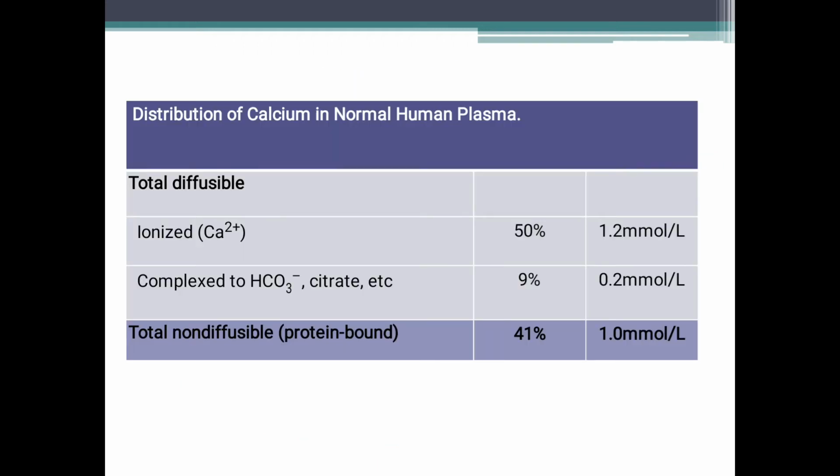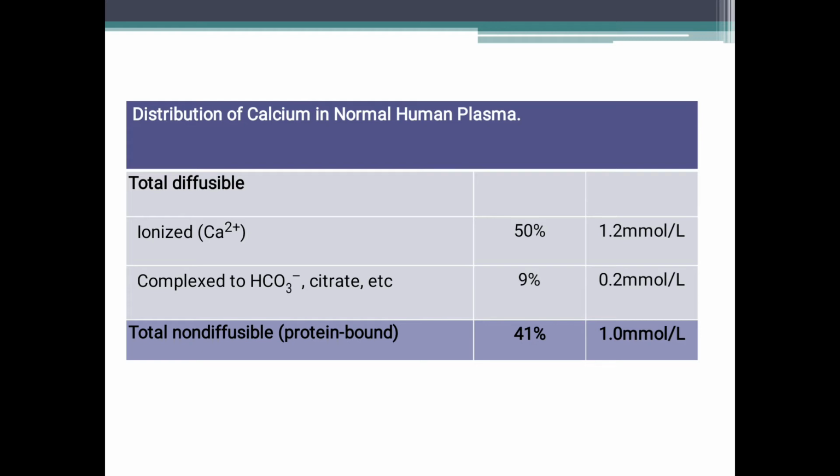Come to distribution of calcium in the plasma. You have two forms, diffusible form and non-diffusible form. In the diffusible form, you have the ionized form of calcium. Diffusible means it can diffuse. Ionized form, and complexed to anions like bicarbonate and citrate. Non-diffusible means protein bound. The protein bound form is called non-diffusible.